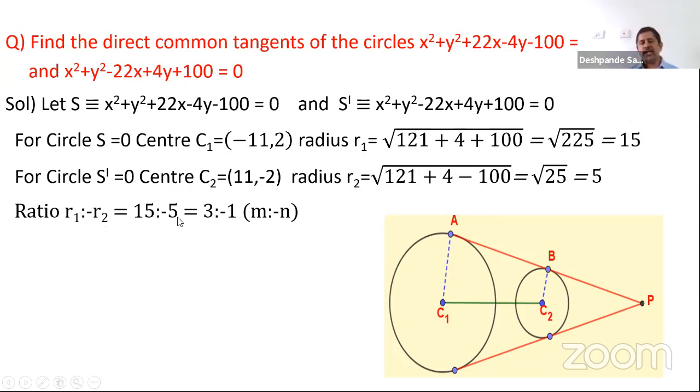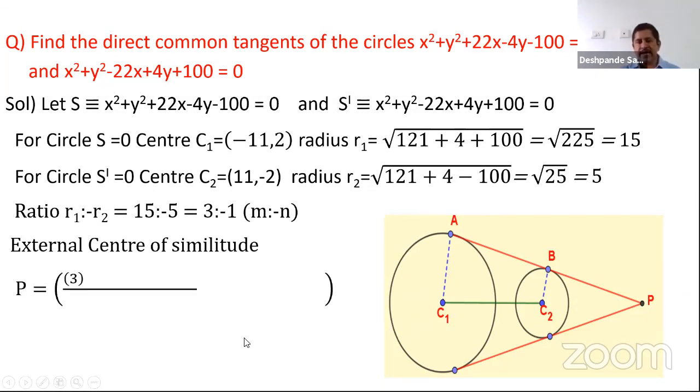So R1 is 15 and R2 is minus 5. So you can see that this is a multiple of 5. So it is 3 is to minus 1. So you can call it as M is to minus N for convenience. So the external center of similitude, because you're talking about direct common tangents, they meet externally. Once they meet externally, you get naturally the external center of similitude. So the point P divides C1, C2 in the ratio of R1 is to minus R2 or R1 is to R2 externally.